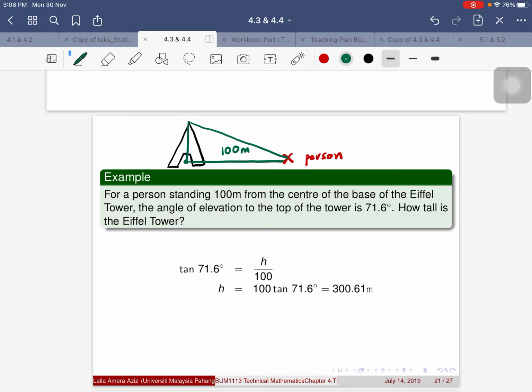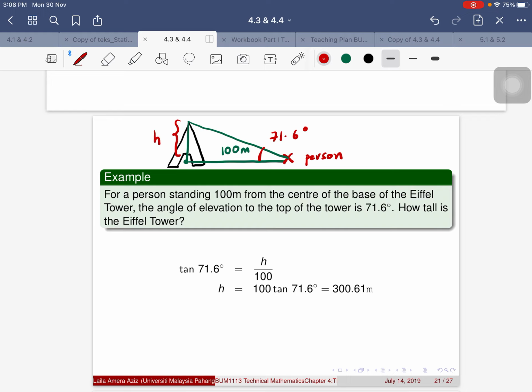Basically this is going to be our tower. It says the angle of elevation to the top of the center of the tower is 71.6. So the angle created when the person is looking up is actually 71.6 degrees. How tall is the Eiffel Tower? We want to know this height, so let's represent this height by h.